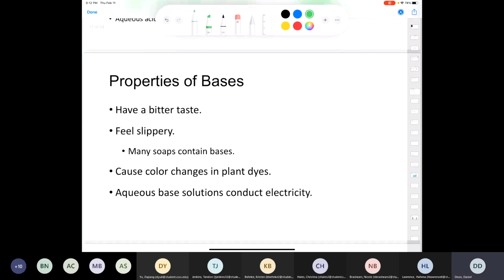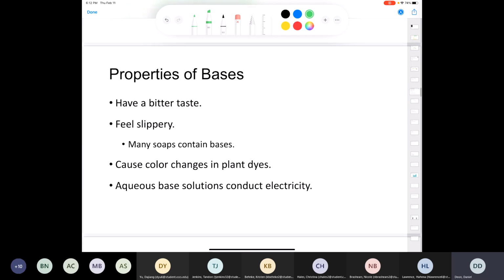With respect to bases, if we think about the properties of bases, it says here that bases have a bitter taste. So oftentimes foods that have bitter tastes will be basic. Now when it says feel slippery, if you were to take a strong base like sodium hydroxide, I certainly wouldn't touch that with my skin. But if you were to touch it with a glove, for example, it's slippery and it has the sort of consistency of like a liquid soap when it gets on a glove. Now, again, I wouldn't touch a strong base with my hands. But many soaps contain bases, and that's why many soaps have that slippery feeling.